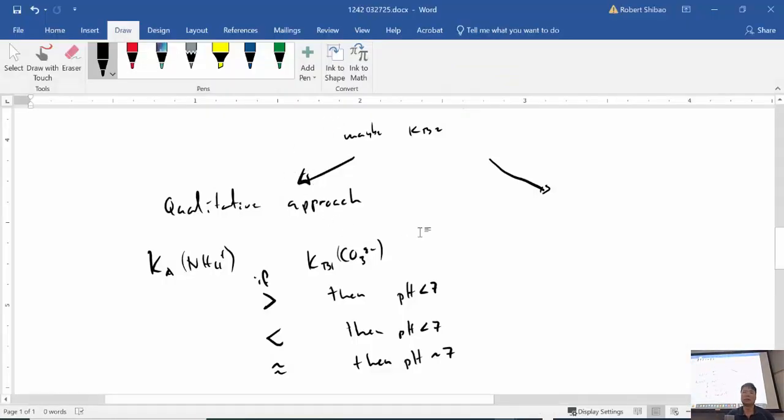Wait, so whether Ka is greater or less than Kb, the pH is still going to be less than 7? If the Ka for ammonium is greater than Kb for carbonate, we produce more hydronium than hydroxide, and therefore the pH should be less than 7. So it's just less than 7? No. If the Kb, oh, okay, this is the problem. The second one, sorry, is greater than 7. Okay, then the other approach is quantitative.